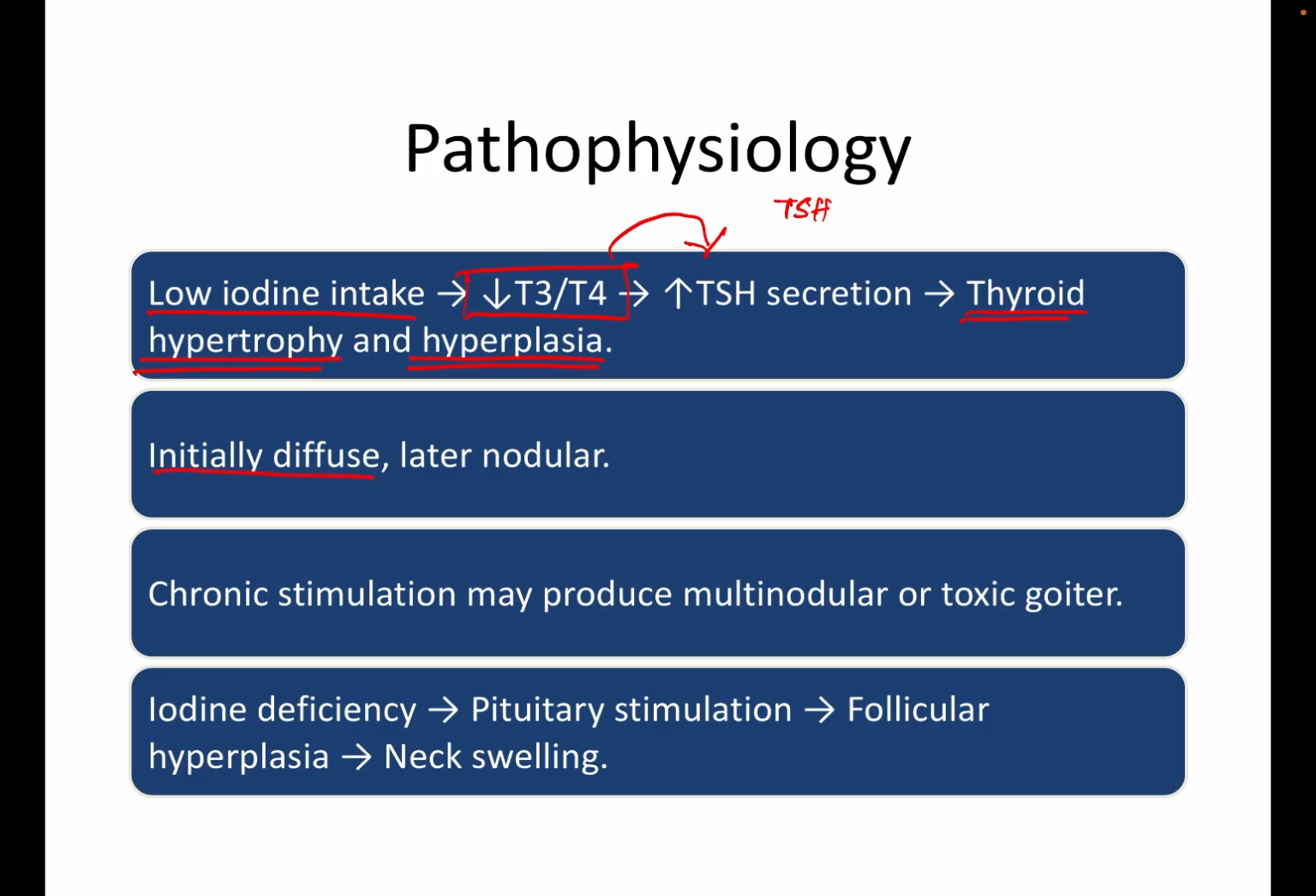Initially, this will be diffuse in nature. Later, this will develop into nodular goiter. Chronic stimulation may produce multinodular or even toxic goiter. So to sum it up, iodine deficiency results in pituitary stimulation, resulting in follicular hyperplasia, resulting in neck swelling.